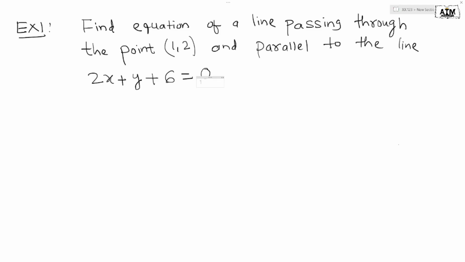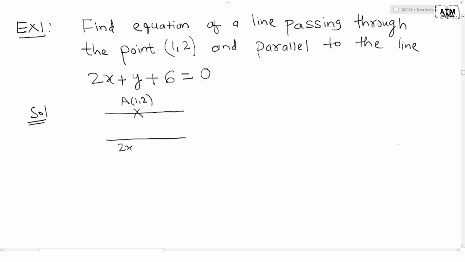First problem, find equation of a line passing through the point (1, 2) and parallel to the line. Solution. Whenever such problems are given, first of all, you draw a rough diagram. This is a required line and this line is passing through the point. The coordinates of point are (1, 2), call it point A. And it is parallel to the given line, that is 2x plus y plus 6 equals 0.